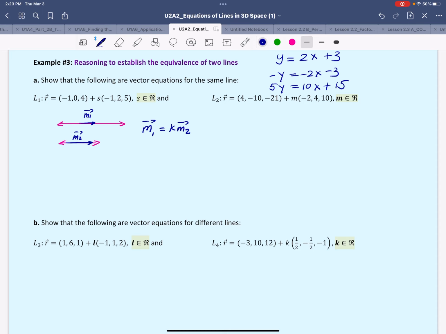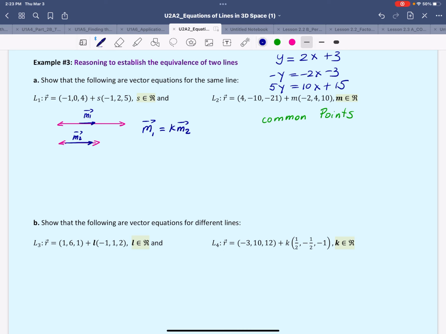Now, the second condition that must be fulfilled for two lines to be equivalent is not just the direction, but they must have at least a common point. And obviously, if they have one common point, they will have the rest of the points the same because they're going in the same direction. So we're going to say common point. These are the two things we need to keep in mind when proving the equivalency of the lines. I'm going to start with the direction vectors.